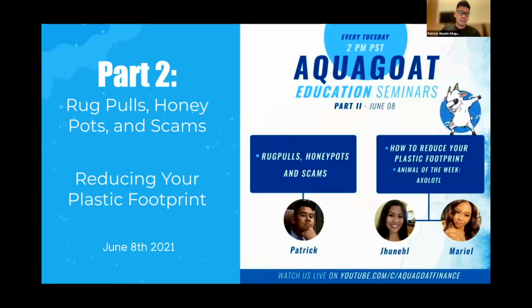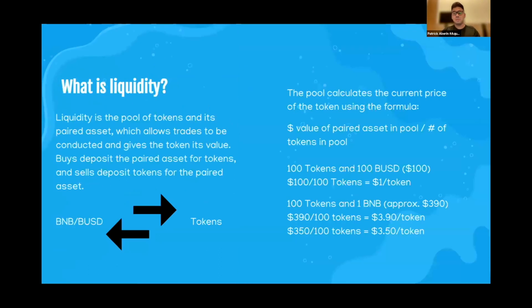All right, so we'll just dive right into what are rug pulls, honeypots, and scams. So we're going to start off with what is liquidity. We'll touch base on this a little bit more into the future, but we're going to need to understand a bit about liquidity to fully understand rug pulls. So what is liquidity? Basically, liquidity is the pool of tokens and its paired asset, which allows trades to be conducted and gives the token its value.